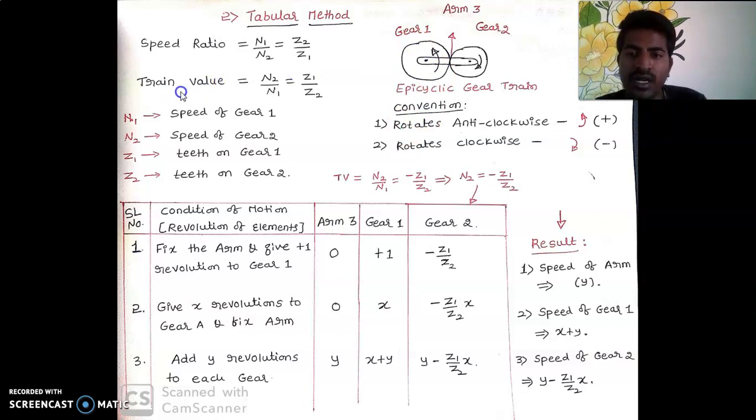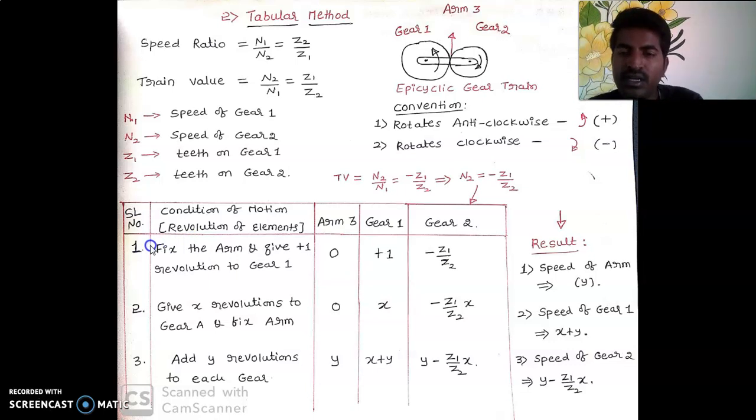Fine. So this is about the sign convention as well as the speed ratio. And train value: train value is just the reciprocal of the speed ratio, that is n2 by n1, and here also it is the reciprocal, z1 by z2. Here you have to place a minus sign, because if only two gears are connected, they definitely rotate in opposite directions to one another.